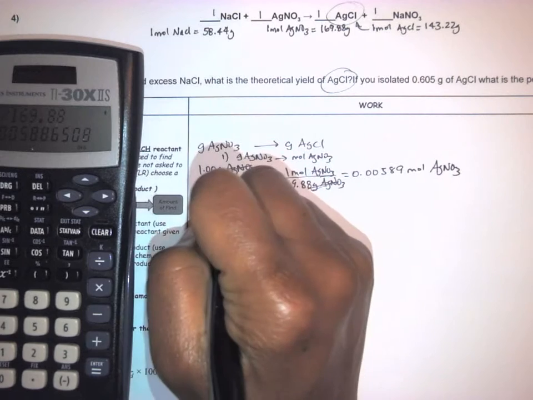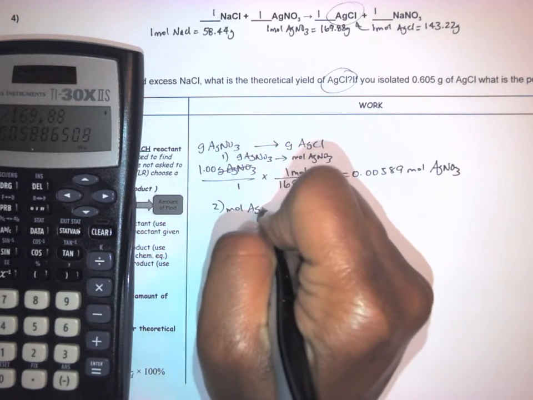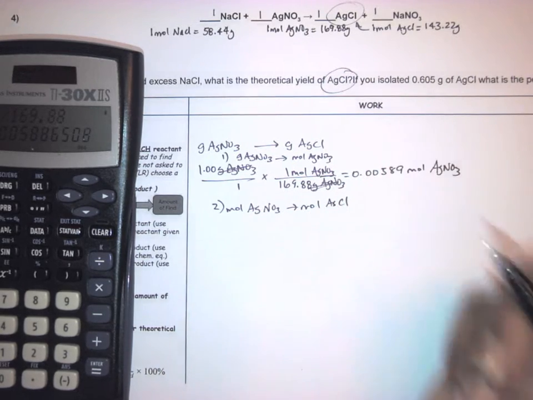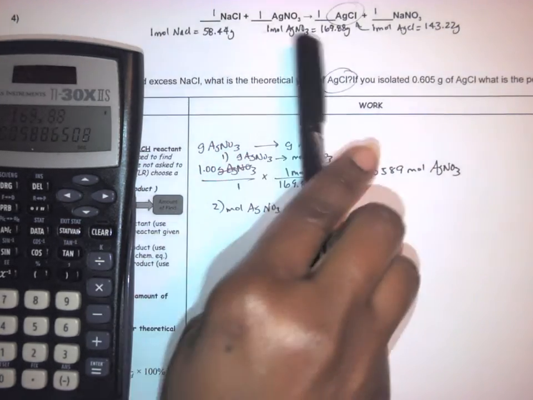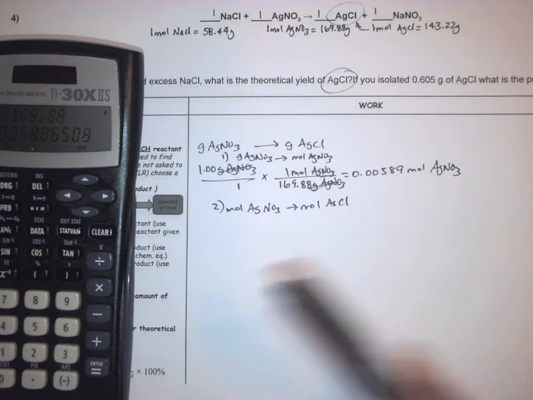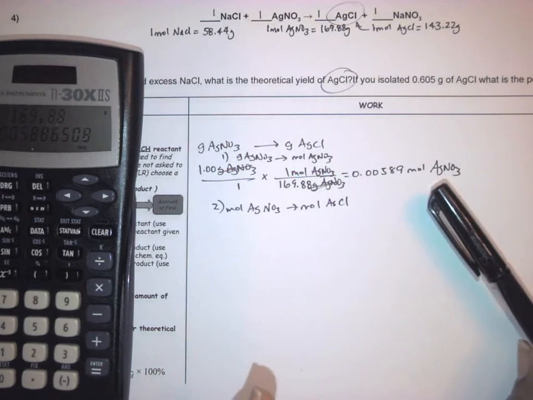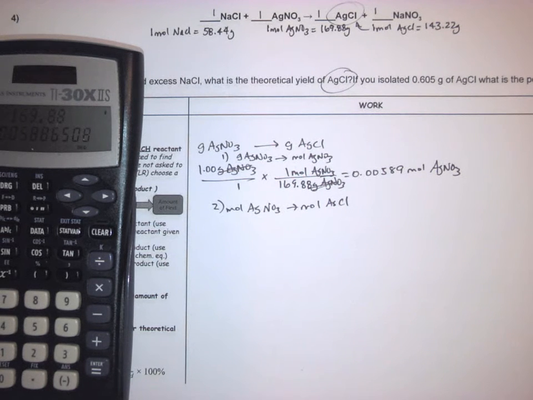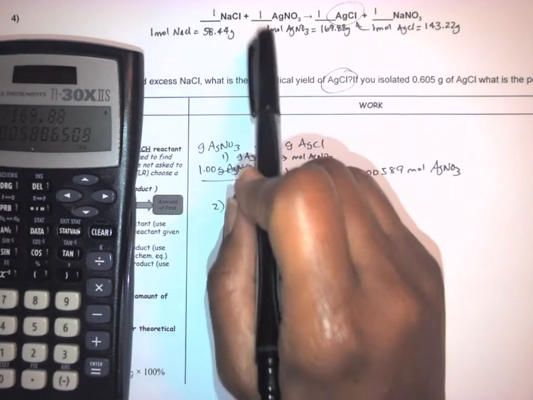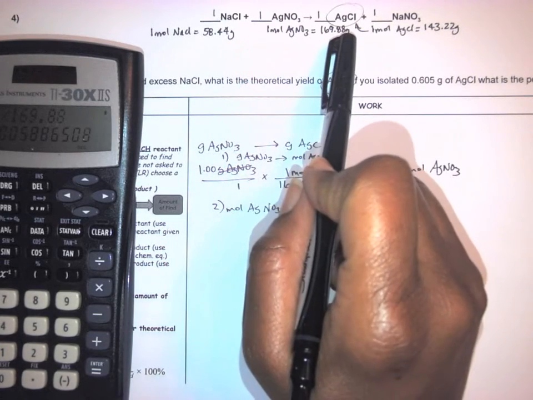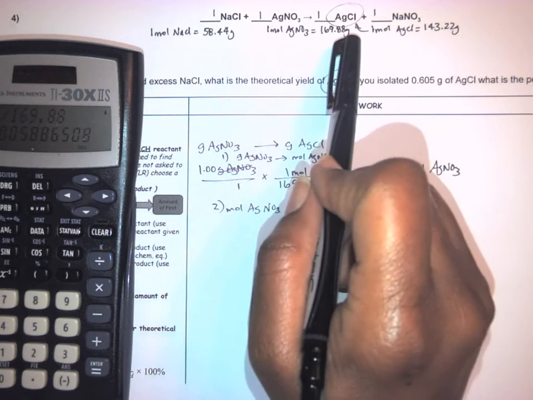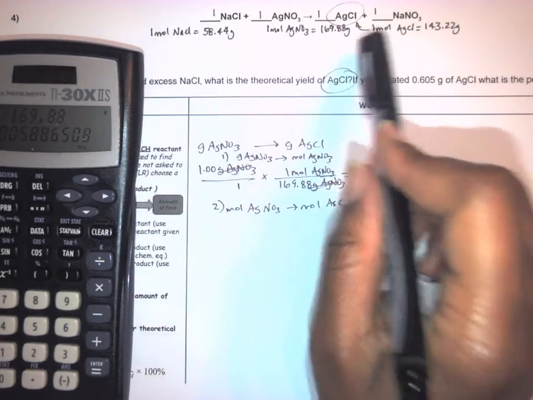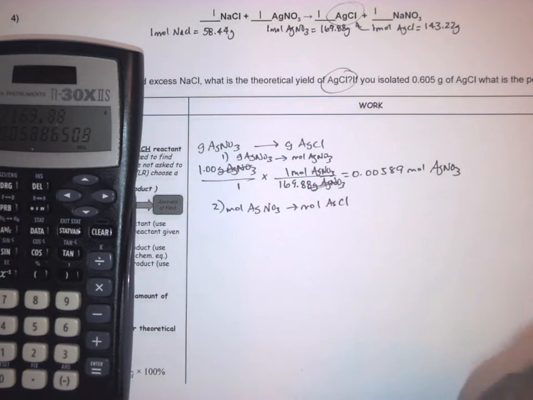Step 2 is to go from moles of AgNO3 to moles of AgCl. Now, this reaction has a 1-to-1 mole ratio, so I'm going to write it out, but actually, because it's a 1-to-1 mole ratio, the moles of AgCl will be equal to the moles of AgNO3. All right, so if you have 1 mole of AgNO3, then you can make 1 mole of AgCl. If you have 2 moles of AgNO3, you can make 2 moles of AgCl. And if you have 0.00589 moles of AgNO3, you can make 0.00589 moles of AgCl.